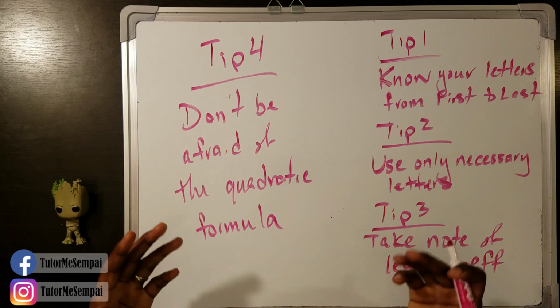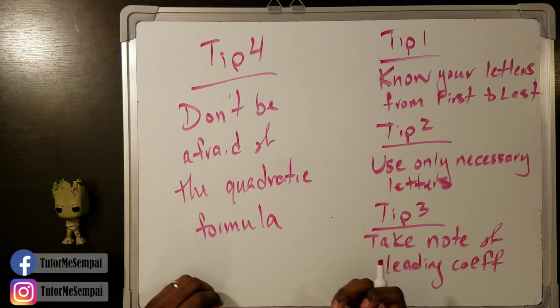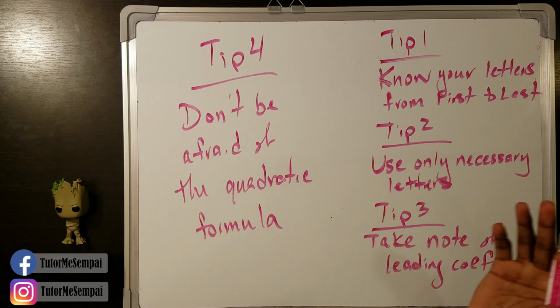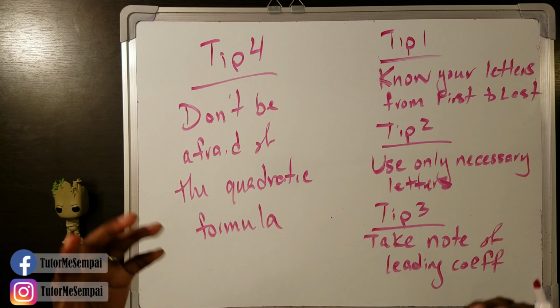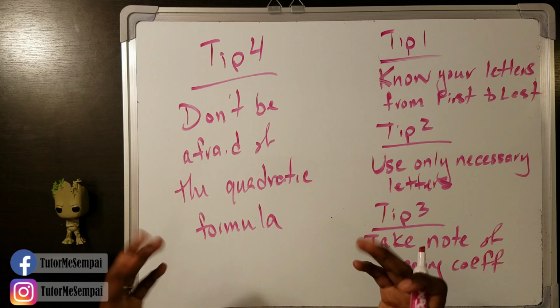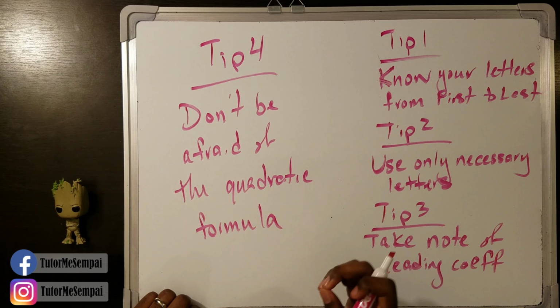The goal of the PSAT is to answer every question. So if you have the time and you completely went blank on how to use your FOIL or how to find your factors, and you have this quadratic that you're staring at, use your quadratic formula and put an answer down. Some answer is better than no answer.